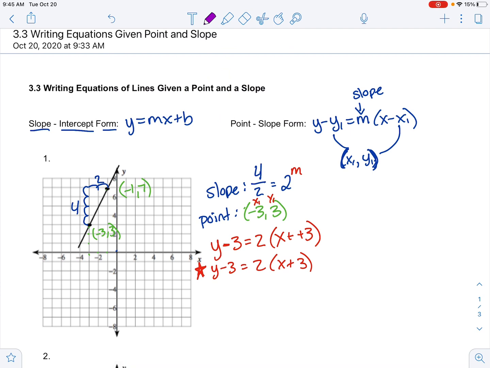Sometimes you're going to be asked to solve, though, to solve for slope-intercept form. So we would distribute, just like we have been doing, and then we would add 3 to both sides. And that would be your answer, in slope-intercept form.